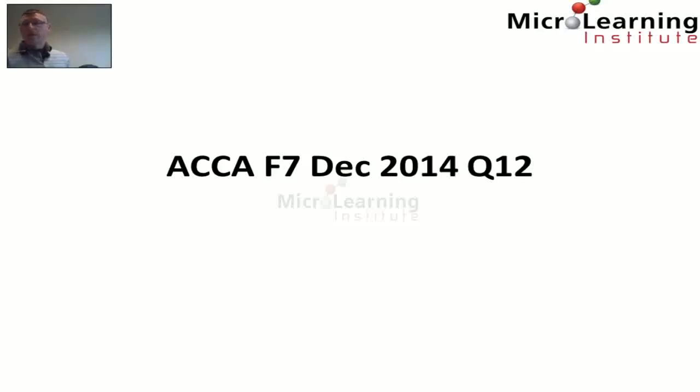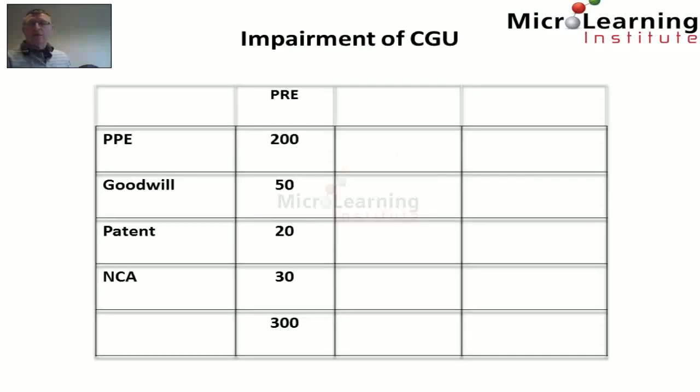In this tutorial we look at question 12 from the ACCA F7 December 2014 sitting. In this question we're told that the net assets of a company, a cash generating unit, are totaling $300,000. They're made up of property, plant and equipment with a value of $200,000, allocated goodwill with a value of $50,000, a product patent with a value of $20,000, and net current assets which are valued at net realizable value at $30,000.